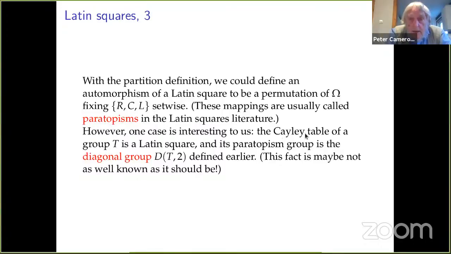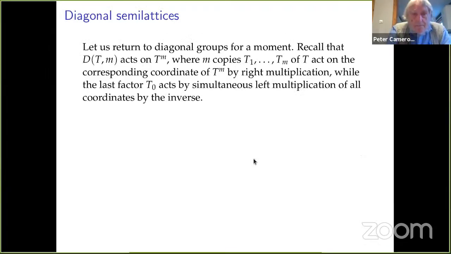If you take the Cayley table of a group, capital T, so rows and columns are indexed by T, and in row little g and column little h, you put the product GH. So that's a Latin square, and its paratopism group, its automorphism group, is exactly the diagonal group that we defined earlier, DT2. So the two-dimensional diagonal group. And this is perhaps not as well known as it ought to be. So now to diagonal semilattices.